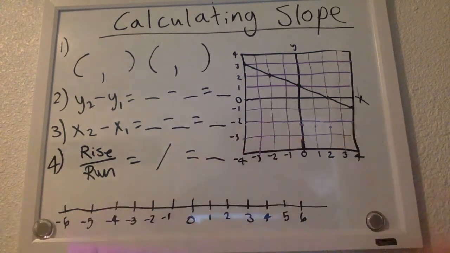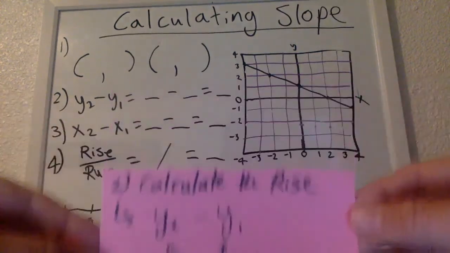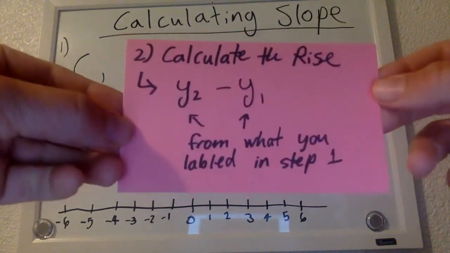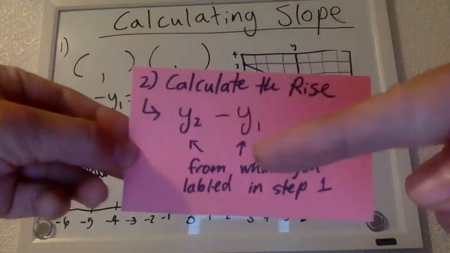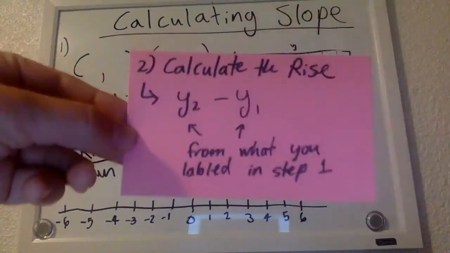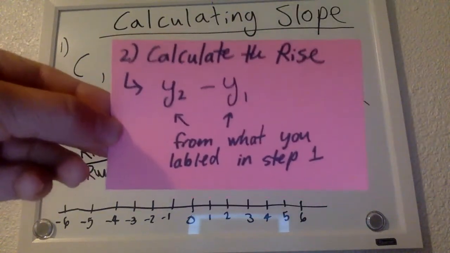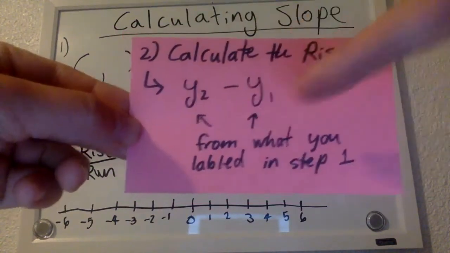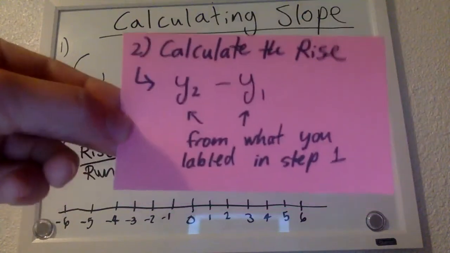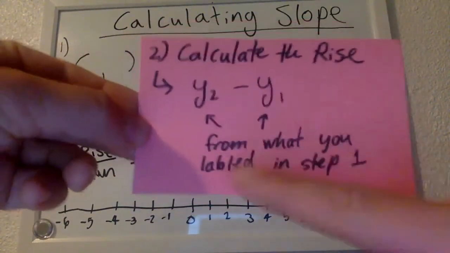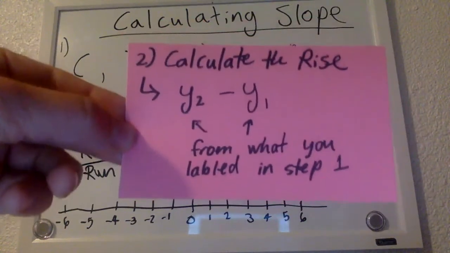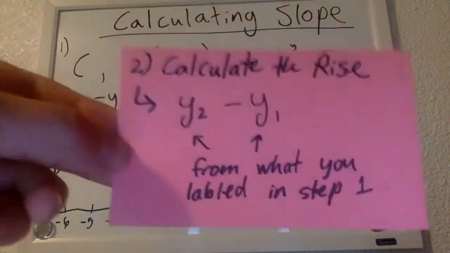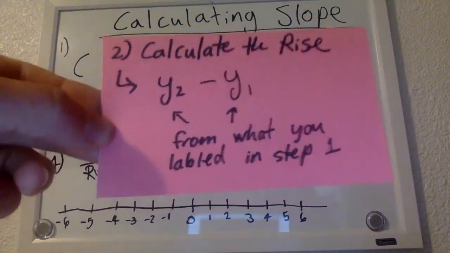Step two, we calculate the rise. Now the rise is how far you go up on the graph. That's your change in y. How far you go up on the graph is your change in y. And mathematically, all you do is you take your second y point minus your first y point between your 2 points. And so these are just from what you labeled in step one. So whatever you labeled as y2 minus whatever you labeled as y1. And it doesn't matter what points you picked for y2 or y1.